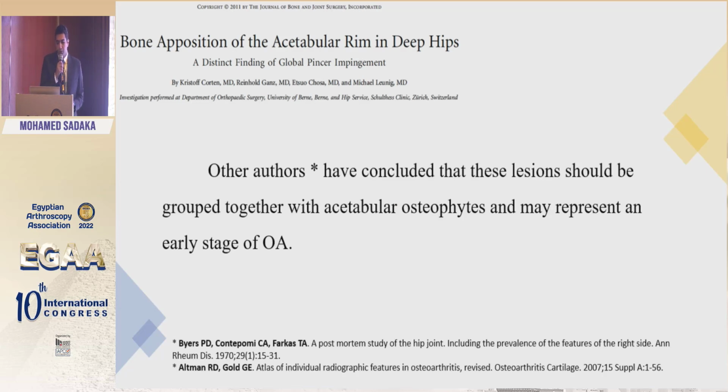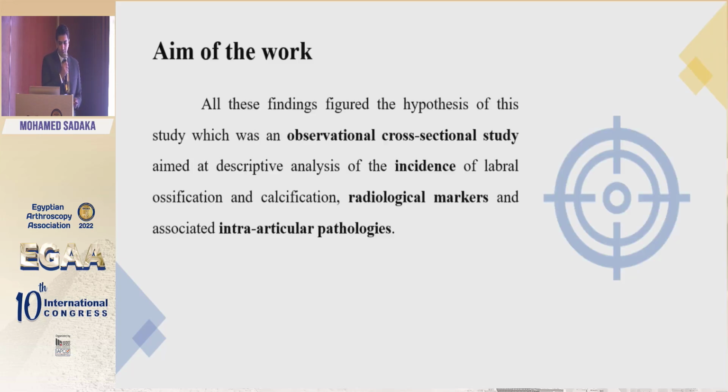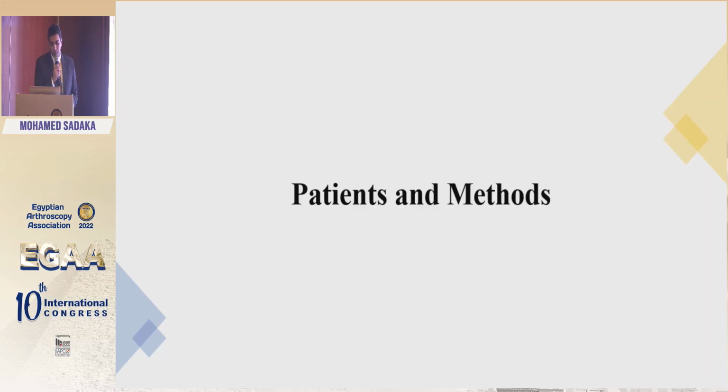Other authors have concluded that these lesions should be grouped together with acetabular osteophytes and may represent an early stage of osteoarthritis. Several previous studies correlated labral degeneration with degenerative changes of the hip joint, also with alteration of the labral quality, which may play a role in decision-making for management of labral tears. So all these findings formed the hypothesis of our study, which was an observational cross-sectional study for descriptive analysis of the incidence, radiological markers, and intra-articular pathologies in patients with labral ossification and calcification.